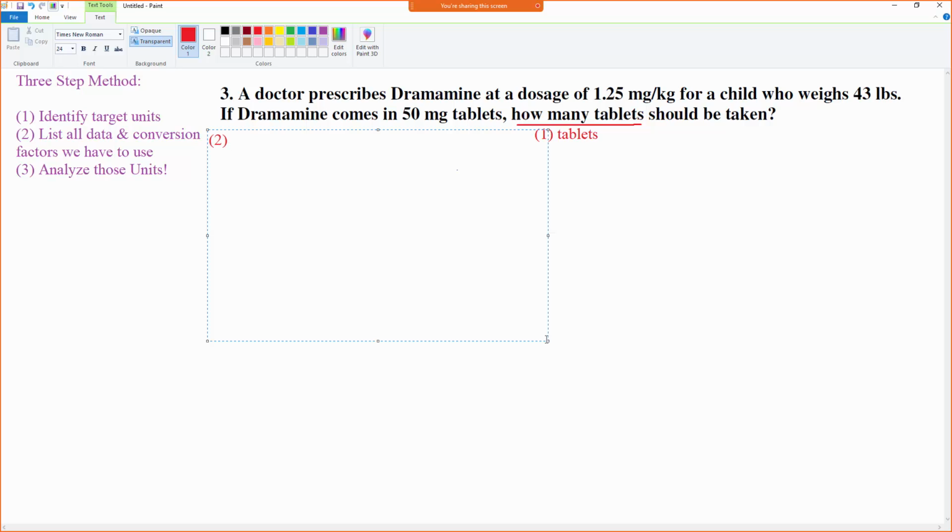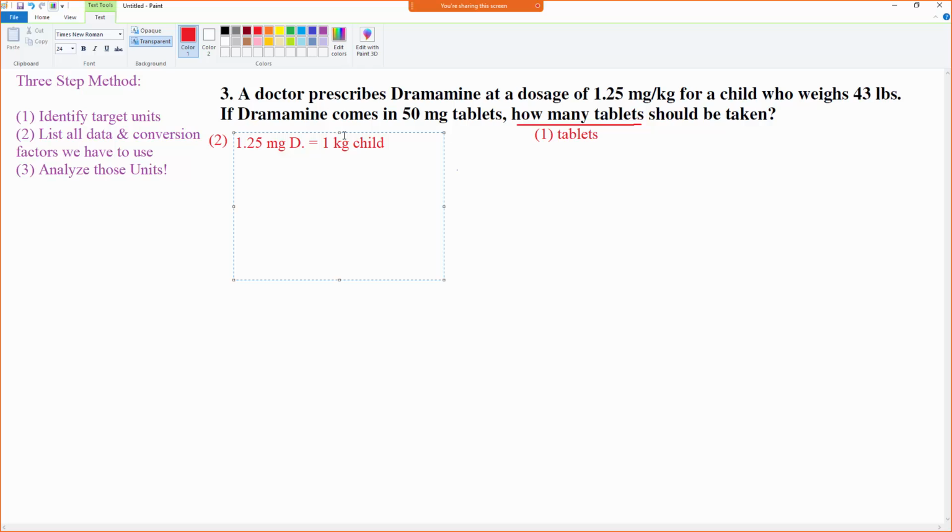What data do we have? What conversion factors can we use? What do we got? All right, we've got 1.25 milligrams, and I'm going to be specific about the identity units here. That's specifically 1.25 milligrams of Dramamine in every 1 kilogram of child.